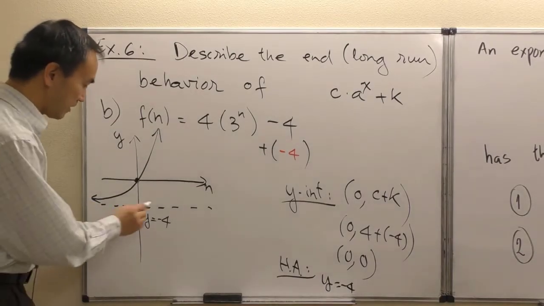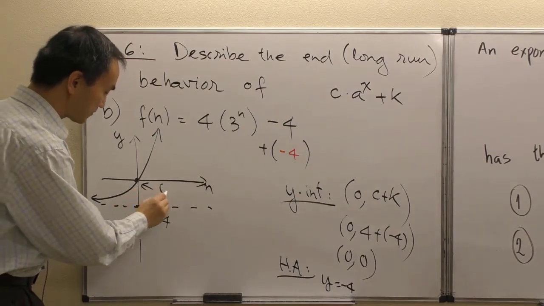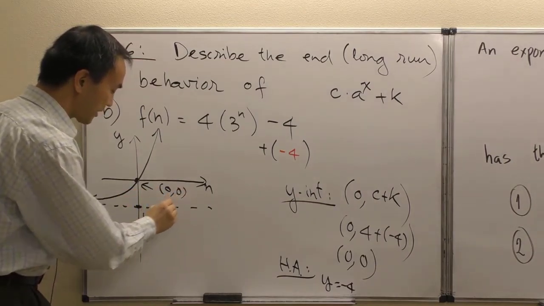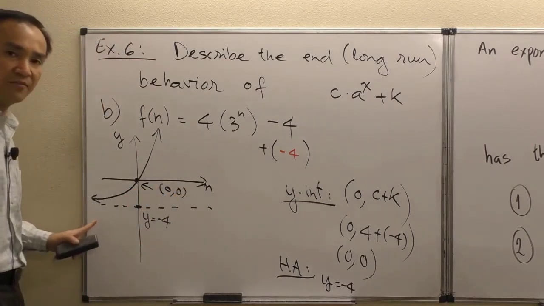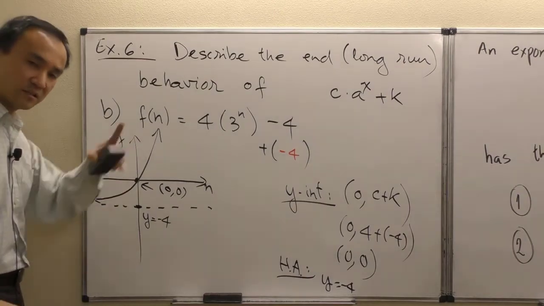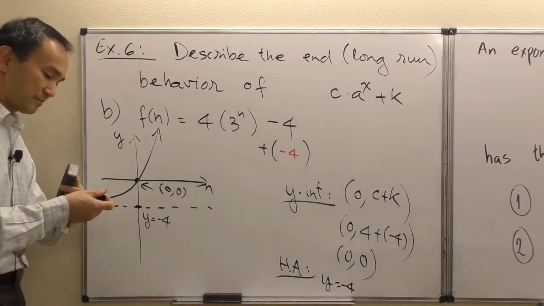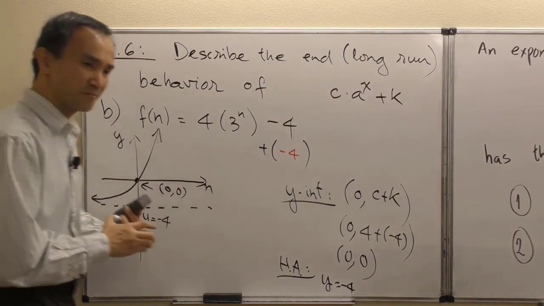All right, so now this is the y-intercept right there. So now we have enough information to check that on the computer software right there. And this is our part B of the example.